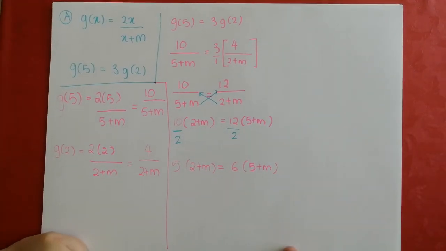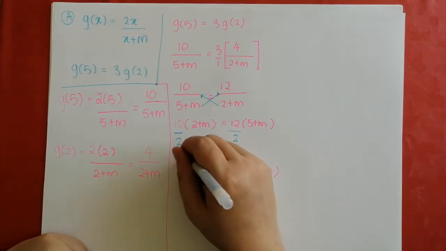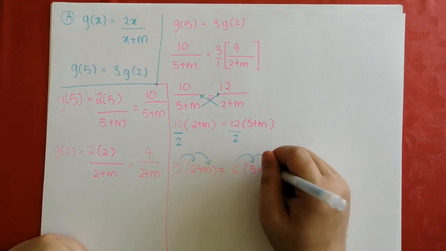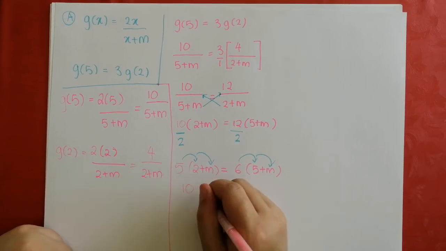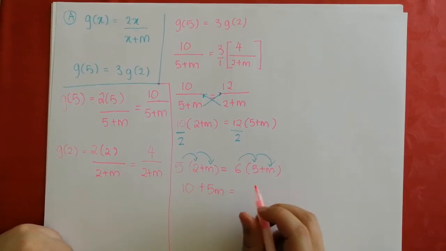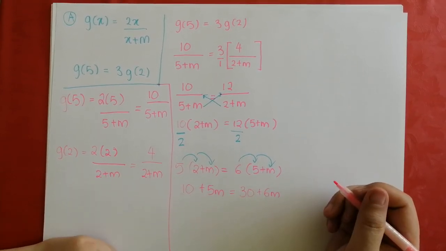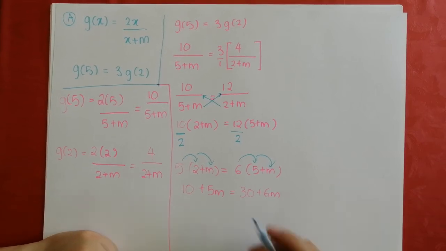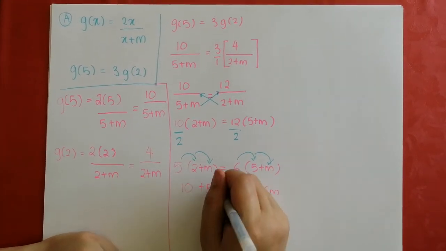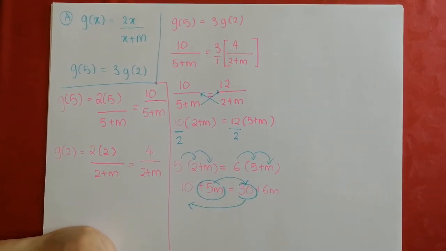So that's what has been given in your notes. Then from there we need to expand, open up the bracket. So you will have 5 times 2 gives you 10, plus 5m, equals 6 times 5, which is 30, plus 6m. So we are solving. We want to find m, so move all the m to one side. Let's move all the m to the right, then all the non-m to the other side.